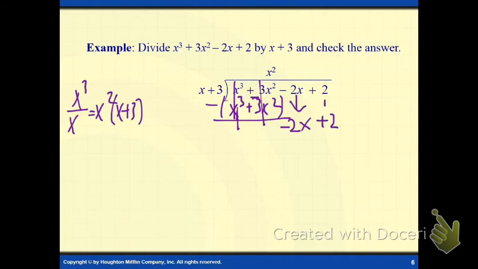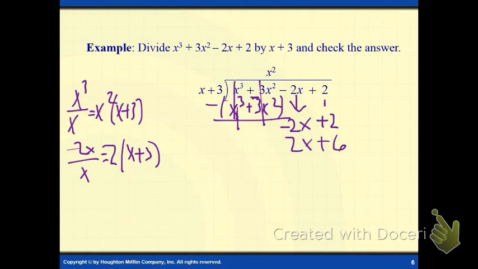So we have the negative 2x divided by the x again. And what is that? Negative 2. And then you're going to multiply that again with the x plus 3. What's that give you? Negative 2x plus... negative 2x plus what? 6, thank you. All right, now again, subtract it.